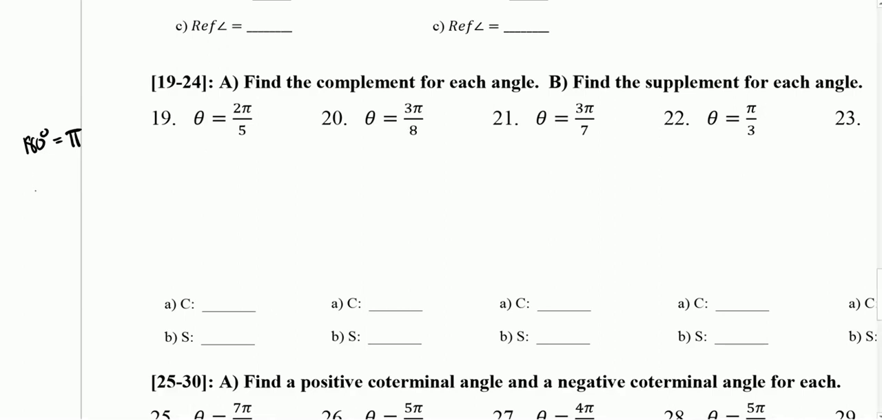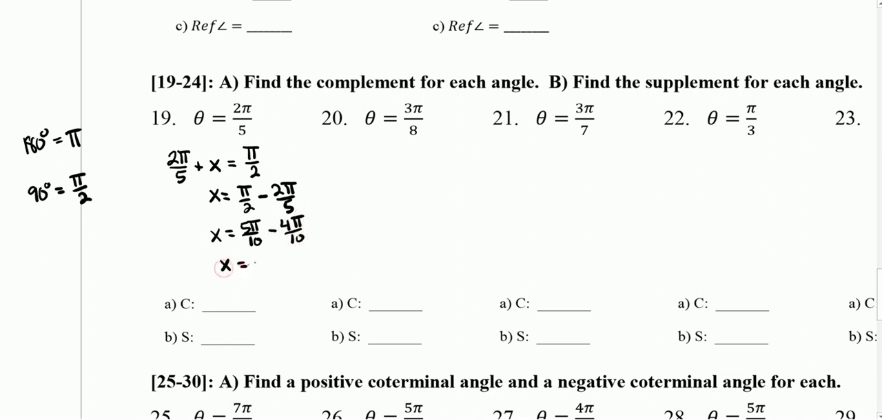And so if we cut each of those in half, we end up with 90 degrees is pi over 2 radians. Okay, so if I want to find the complement for 19, we have 2 pi over 5 plus something, which is our complement, is going to add up to 90, which is pi over 2. So I'm going to subtract 2 pi over 5, and we get our complement is pi over 2 minus 2 pi over 5. We need a common denominator if we're going to subtract. So first fraction, I multiply top and bottom by 5, and I get 5 pi over 10. Second fraction, I multiply by 2, top and bottom, and I get minus 4 pi over 10. And so the complement is going to be pi over 10, because 5 minus 4 is 1, and we get 1 pi over 10.